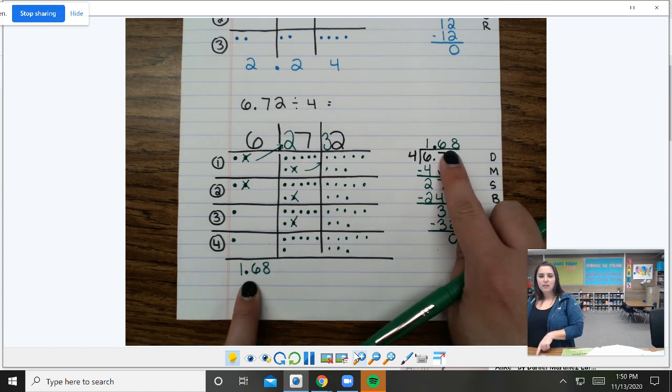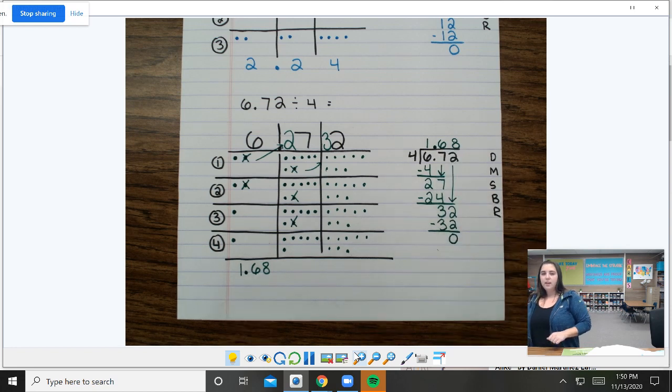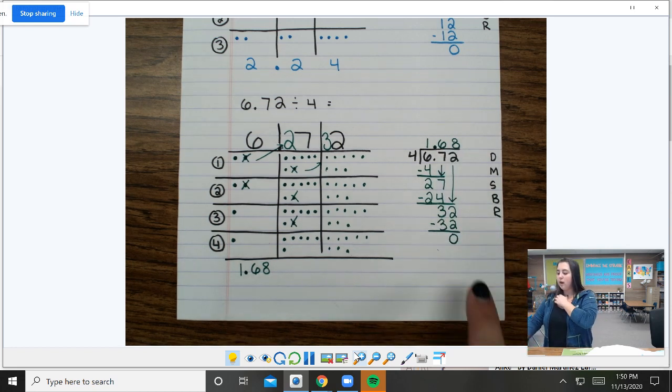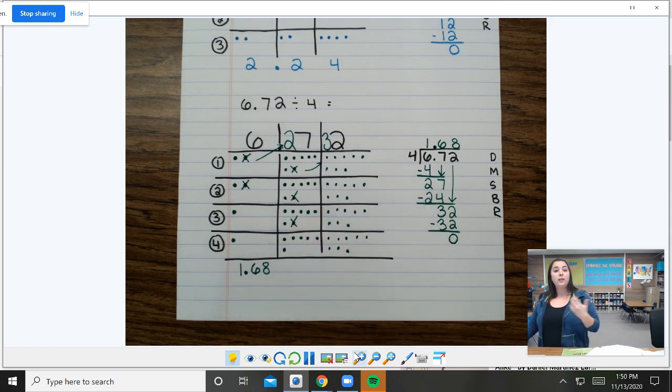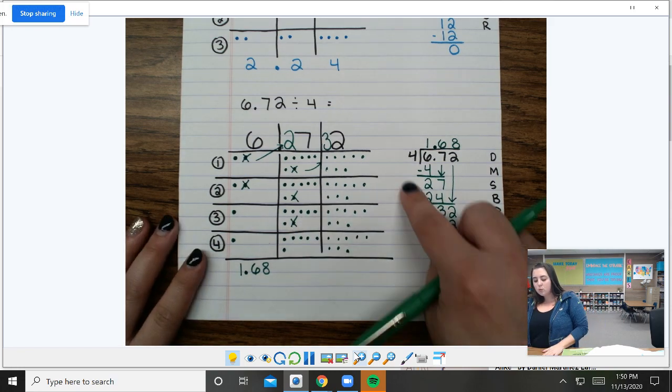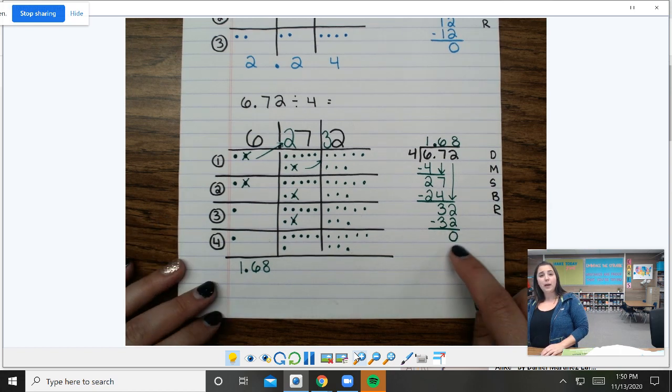Did we get the same thing? We did. Awesome. All right, how did that go? Let's do one more. I want us to start with the long division. These are 2 different ways to do it. Neither is wrong. This one can get more efficient when you get better at it.